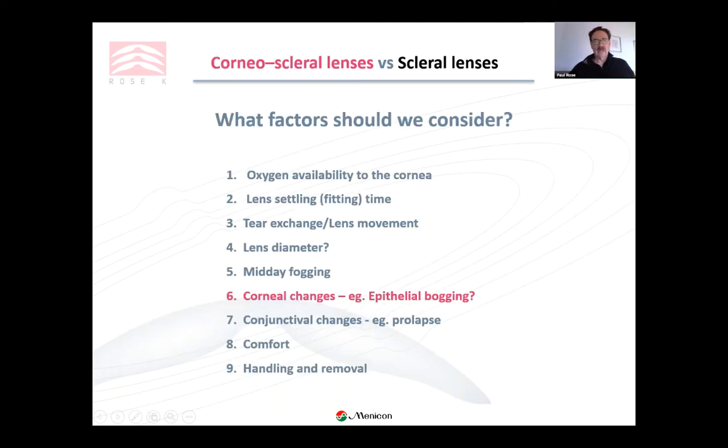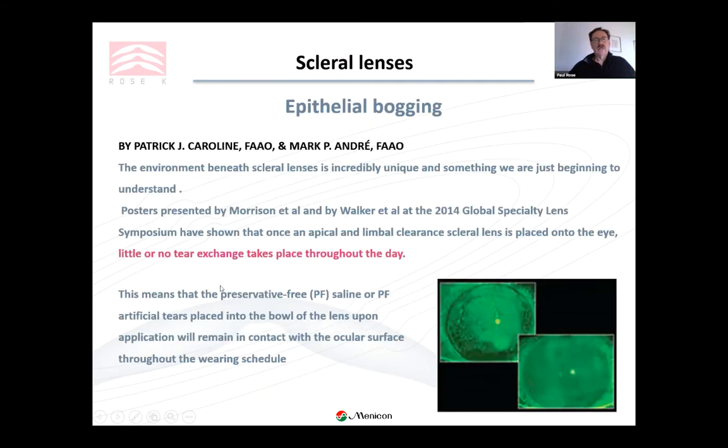What about conjunctival changes? We never used to hear about epithelial bogging with corneal lenses, but certainly it's an expression we see. And Pat Caroline predicts that it's because the tears are trapped underneath the lens. Whatever you put in the lens bowl is very, very important. So preservative-free saline is very important.